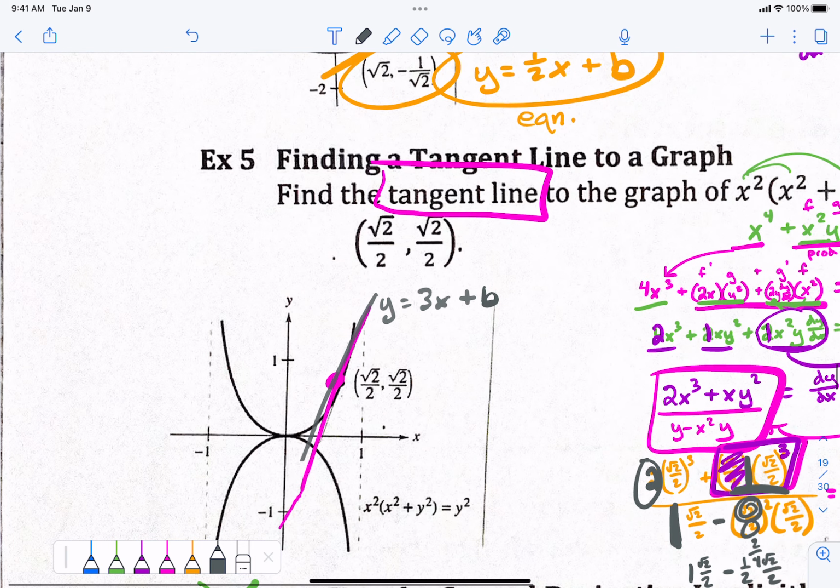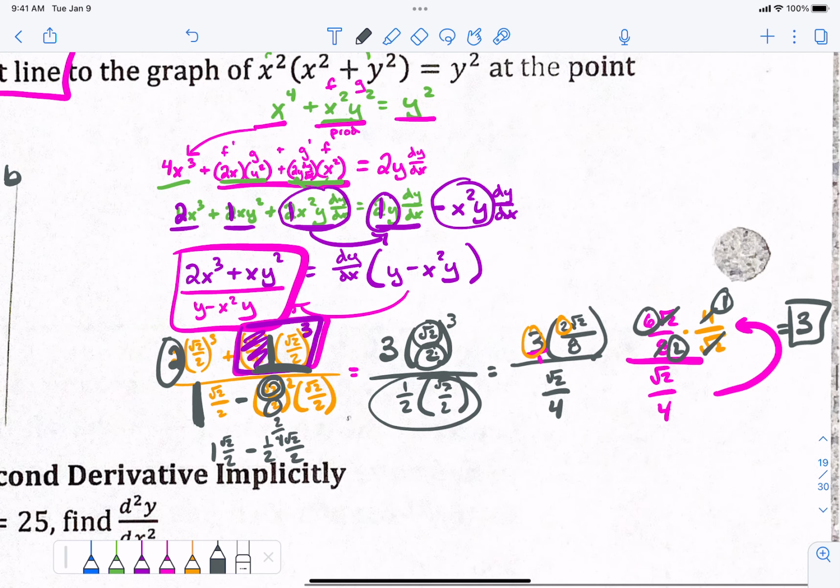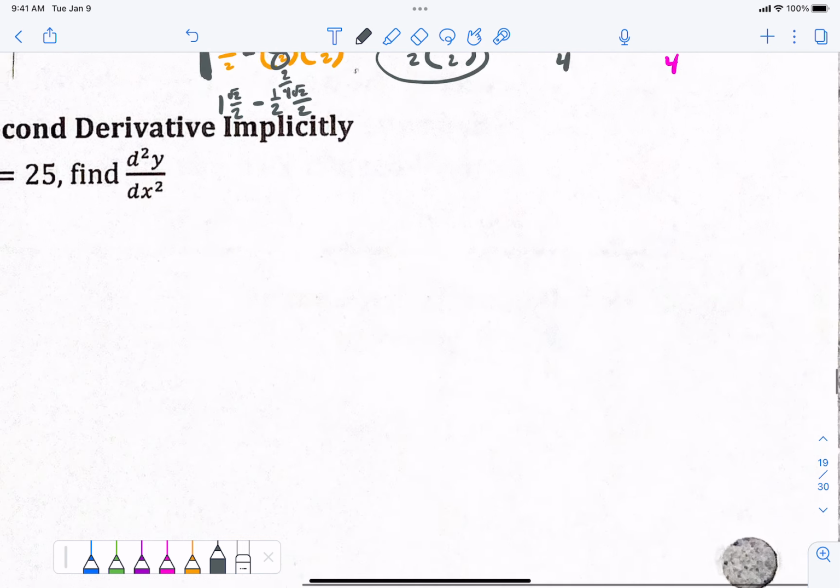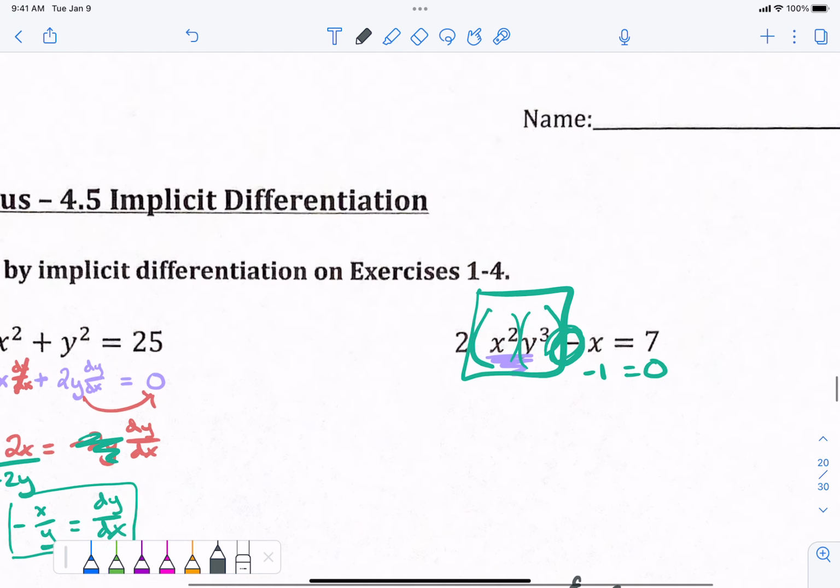But that's not what they wanted us to do, is find b. Holy madness. Look at this, dude. Implicits. All right. What a mess. What a mess.